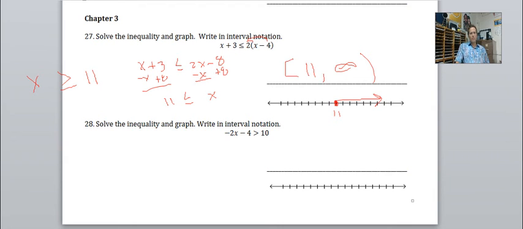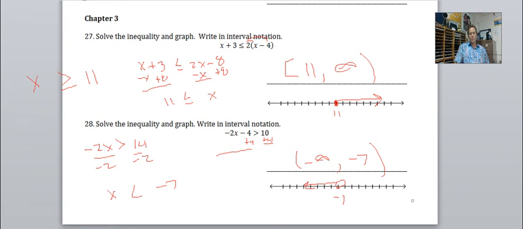You do the same thing on problem number 28. You're going to add 4 to both sides. Negative 2x is less than 14. Divide both sides by a negative 2. I get x, this is negative 7, and you just can't forget, anytime you multiply or divide both sides by a negative, you need to flip the inequality sign. That's how I got a negative 7. Open circle, and it's going to the left. If it's going to the left, you are coming from negative infinity, and you are stopping at negative 7. Open circle means a parentheses.